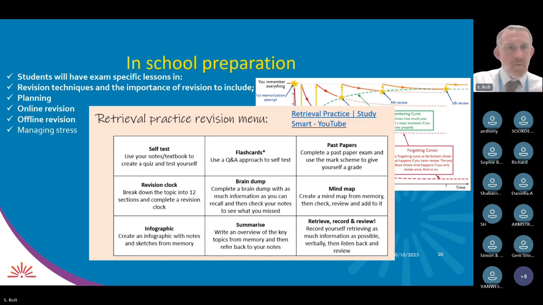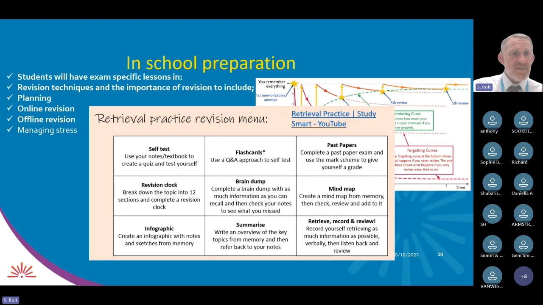So they will be given different techniques for retrieval practice, and each individual student is unique. Each individual student has particular strengths and particular weaknesses, and so at this stage for year 10, for year 11 students, it's about finding the techniques that work best for them, so that by the time they get through to further mock exams and GCSEs, then they know how to revise.